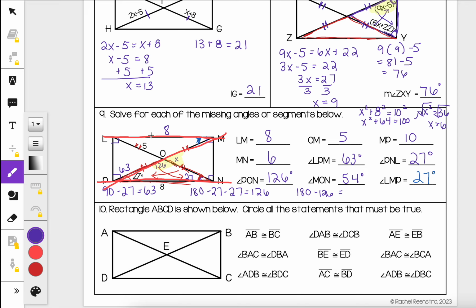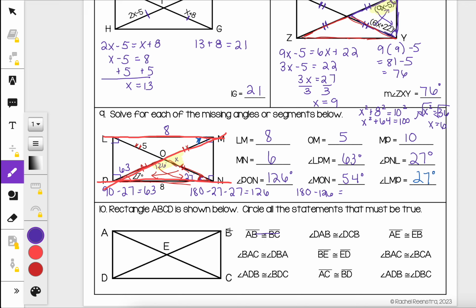And finally, number 10, we're looking at the rectangle shown below. We want to circle all of the statements that we know are true. So let's take a look. It says segment AB is congruent to segment BC. That's not going to be true. Those sides are next to each other. They're not opposite, so we don't know if they're congruent.